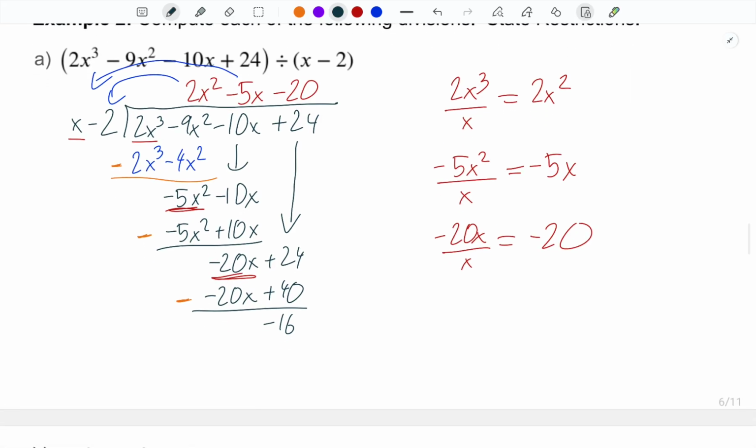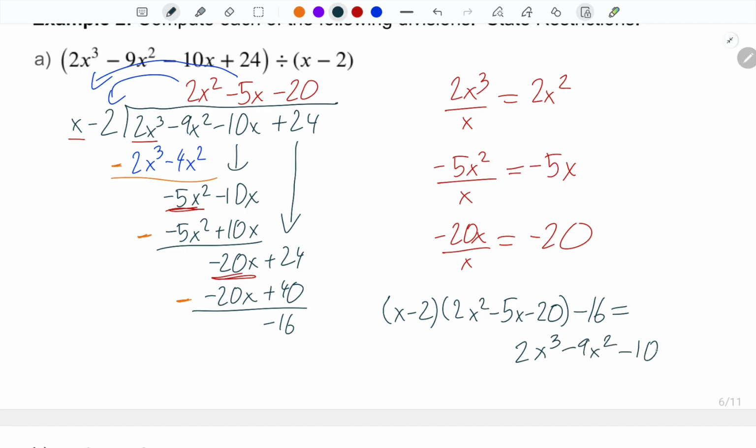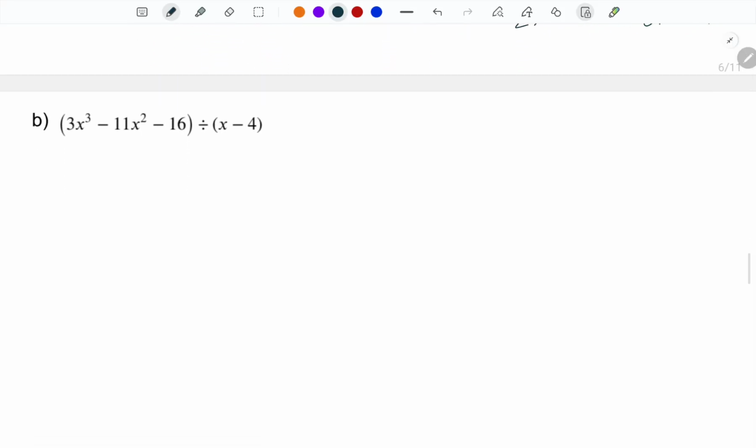So what does that mean for our answer? Well, one way we could write this answer, I like to write it as a multiplication statement, is you could write it as x minus 2 times what we just got, 2x squared minus 5x minus 20. We have a remainder now, so that minus 16 would give you the original polynomial, so 2x cubed minus 9x squared. I'm just writing it below because I didn't give myself space, minus 10x plus 24. So there we have it. Okay, let's continue.